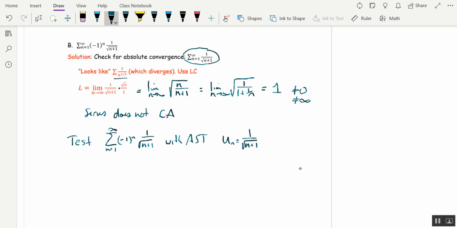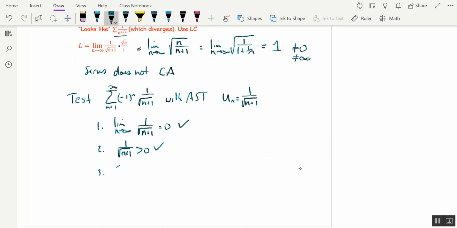Now this is going to be really quick, a series of check marks. 1. The limit as n goes to infinity of my u sub n's is 0. Check. 2. My u sub n's are positive. Check. 3. My u sub n's form a decreasing sequence. Check. Nothing to show. Numerator's fixed, denominator's increasing. So that series converges by the AST.